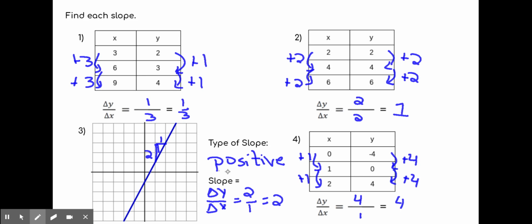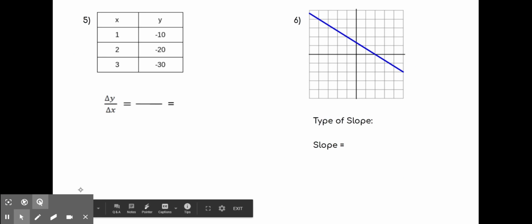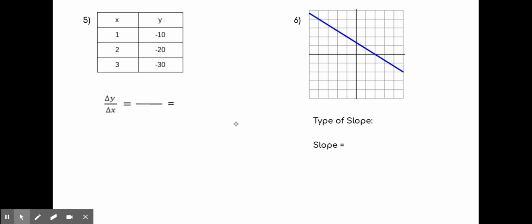Number 3, I got the slope was a +2. Number 4, I got the slope was a +4. If you missed either one of those, make corrections. If you don't understand, ask for help. All right, we're about ready to try the last two. It is the last two. So I want you to try numbers 5 and 6. Pause the video, work these two problems. When you're done, turn the video back on and check your work.